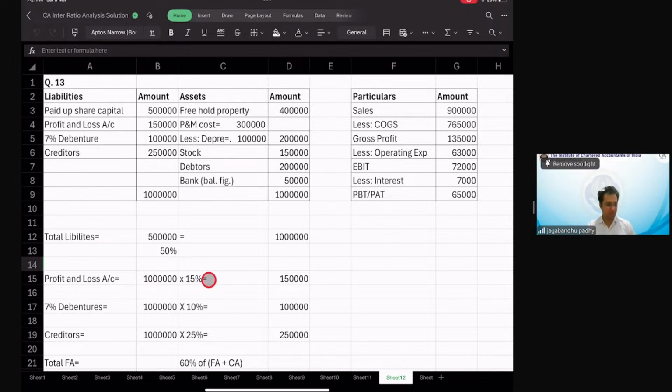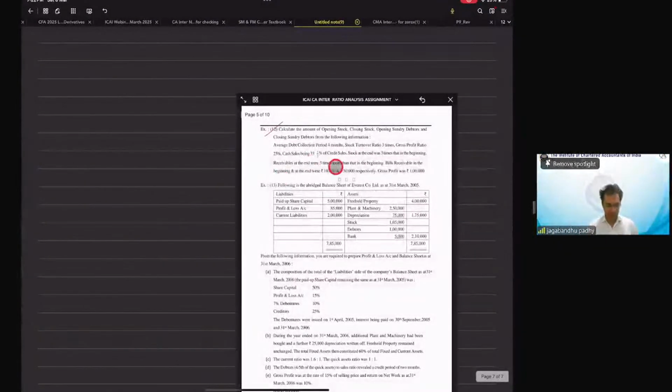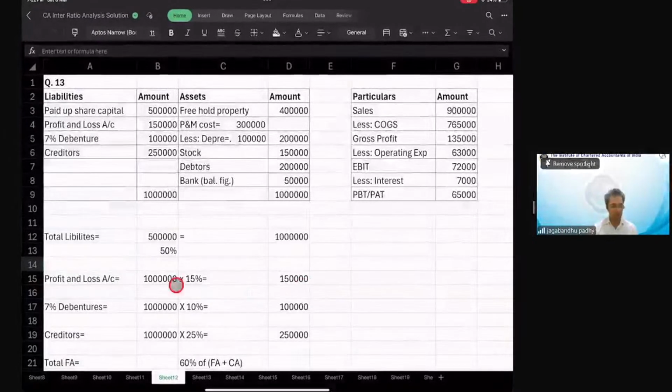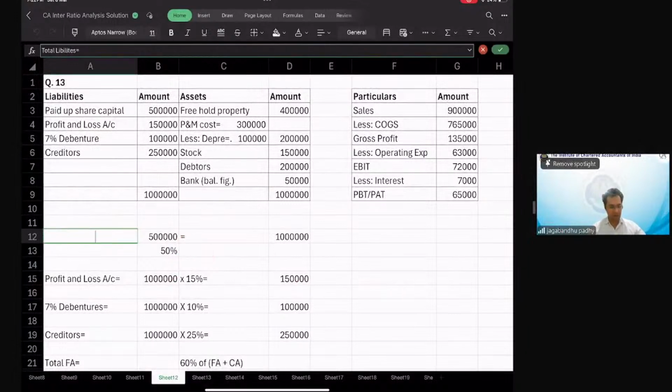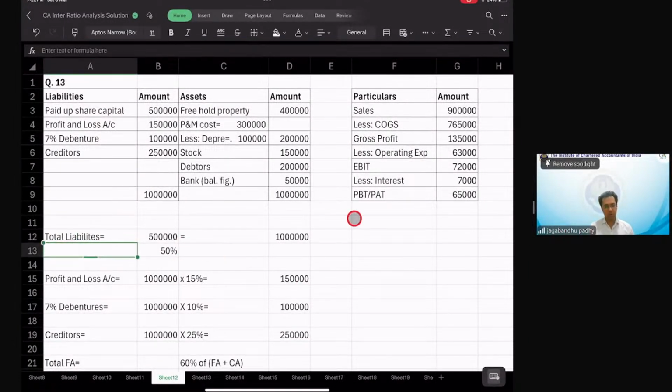Let me start with the solution. As per the question, we have paid up share capital 5 lakh, which is representing 50% of total liabilities. So of course, total liabilities, we can get as 5 lakh divided by 50%. Total liabilities is 10 lakh. But that is going to be distributed in the ratio of 15%, 10%, 25%. All three of them are being identified.